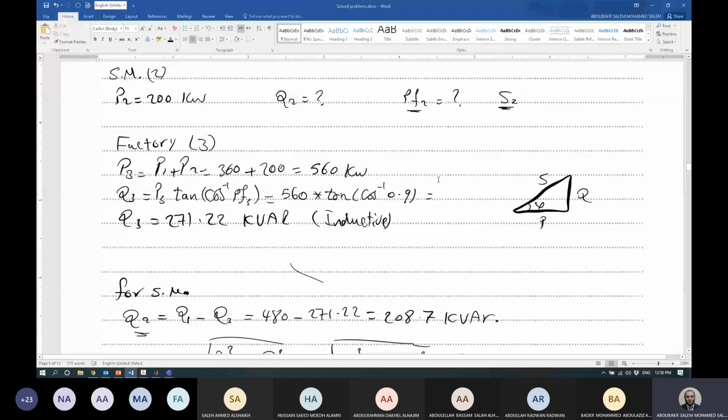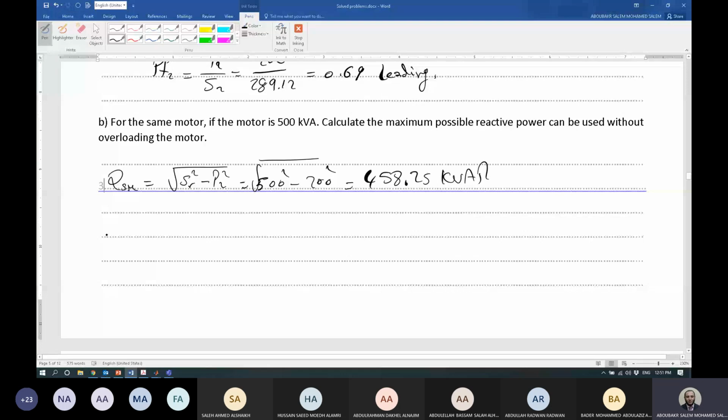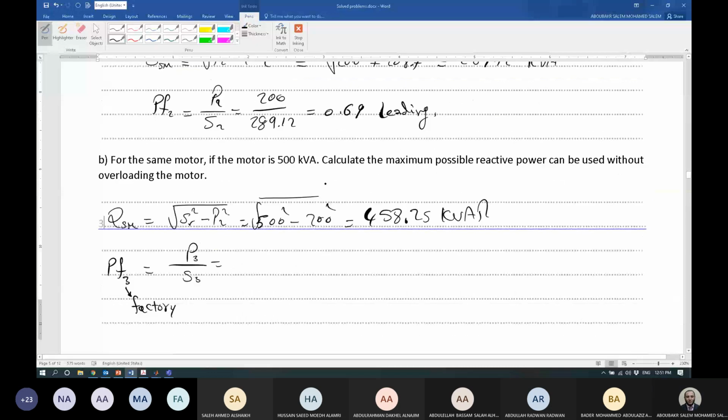Now, if we use this value, what will the power factor of the system be? I mean the overall factory. So we can say the power factor of case 3, which refers to the factory, can be calculated as cosine phi equals P over S, equals P3 over S3. P3 will be the same as before, which was 560 kilowatts, over the new apparent power.